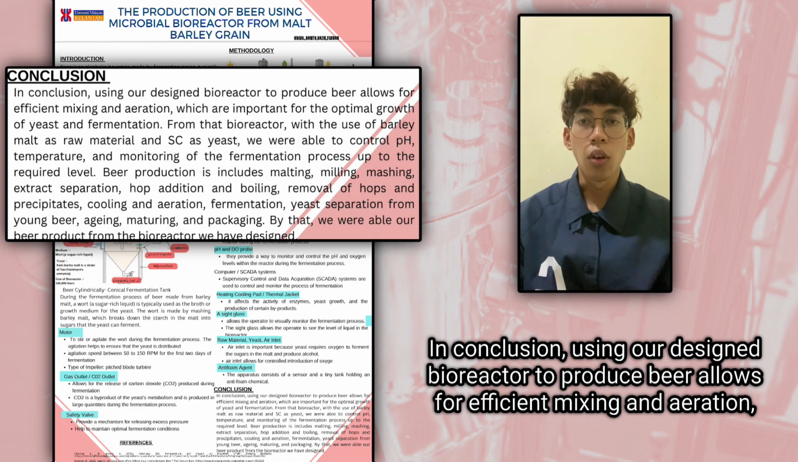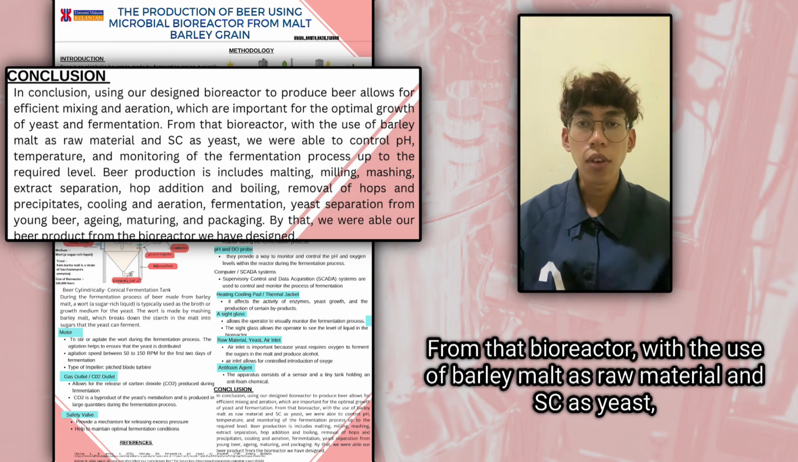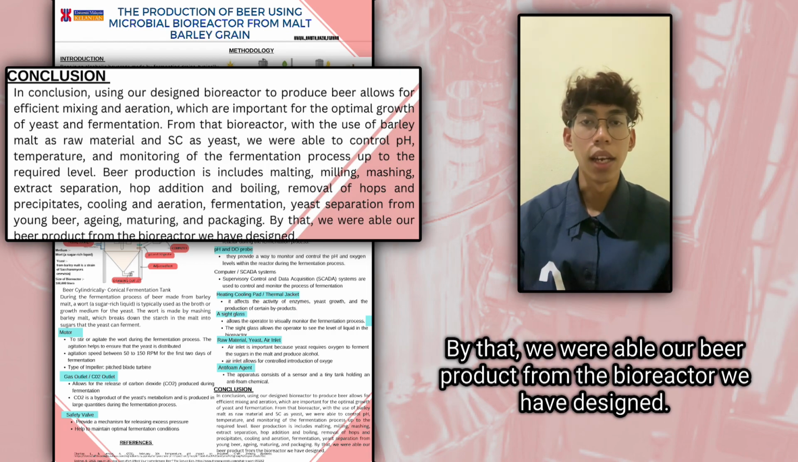In conclusion, using our designed bioreactor to produce beer allows for efficient mixing and aeration, which are important for the optimal growth of yeast and fermentation. From that bioreactor, with the use of barley malt as raw material and SC as yeast, we were able to control pH, temperature, and monitoring of the fermentation process up to the required level. By that, we were able to produce our beer product from the bioreactor we have designed.